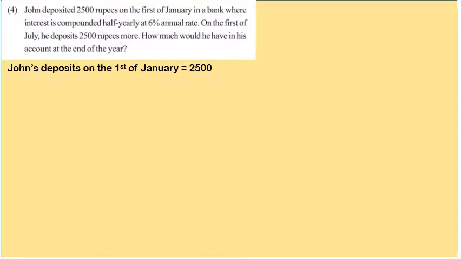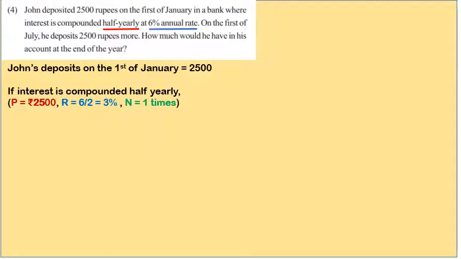If interest is compounded half yearly, principal P equal to 2,500 rupees, rate of interest R equal to 6 by 2, that is 3%, number of periods n equal to 1 time, that is first half of a year, that is first 6 months. So we can write number of periods n equal to 1 time.